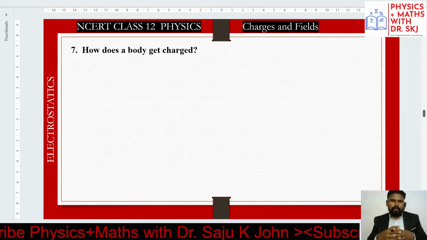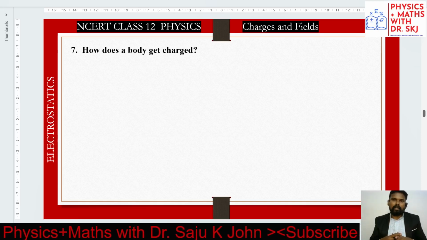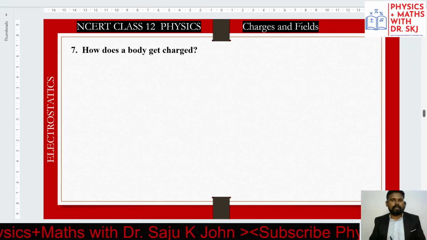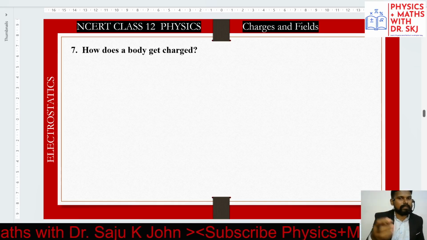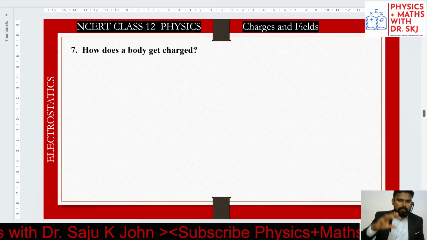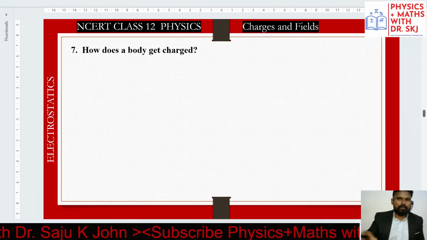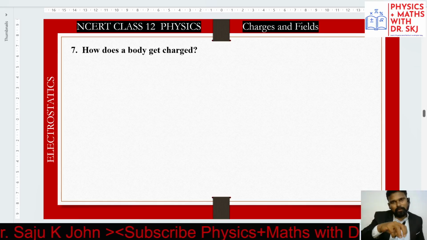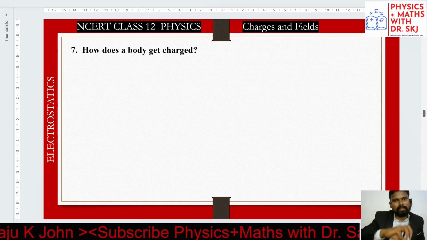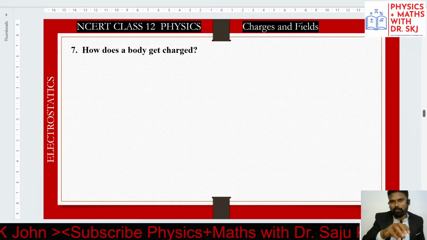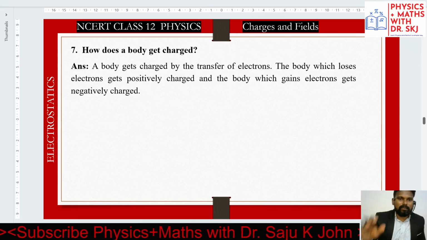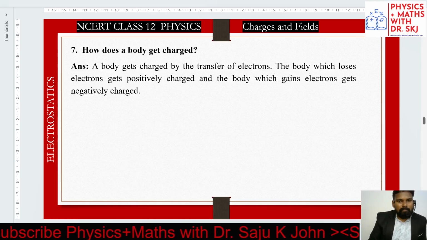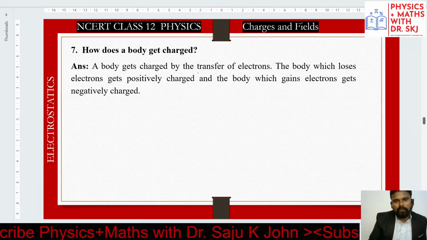So in frictional electricity, what do we understand? How does a body get charged? We got the answer for that. How did the glass rod and silk get charged? By the transfer of electrons. What happened? Electrons transferred from the glass rod to silk. So the glass rod became positively charged and silk became negatively charged. So what is the answer for this question? The body gets charged by the transfer of electrons.